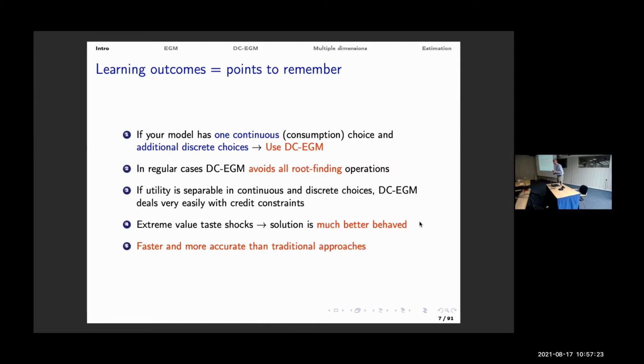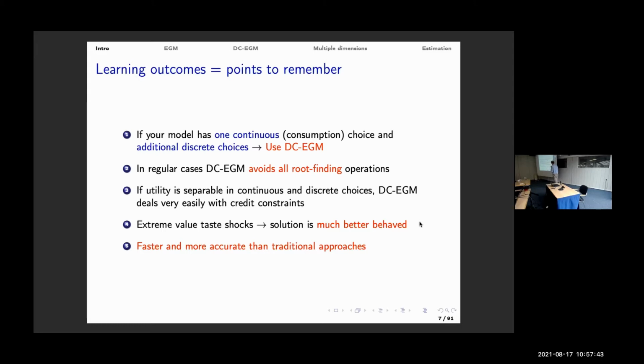Can you just repeat the question going forward? Oh yeah, that's right. Sorry. So the question was, how do we deal with normal shocks in the model? And the answer is we deal with it in a completely normal way. No change there.